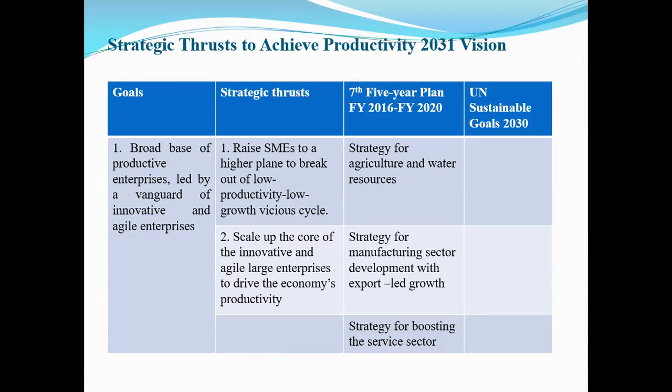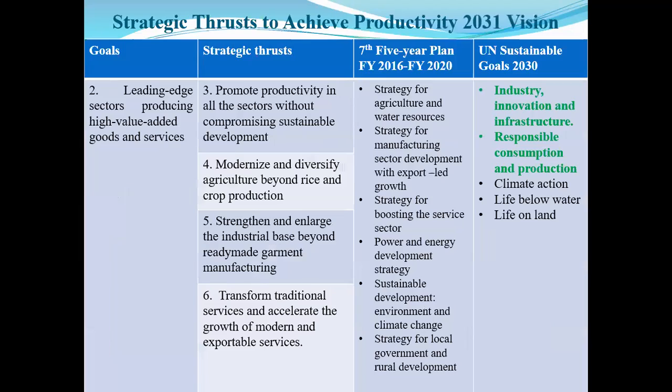Okay. There is a strategy for agriculture and water resources, a strategy for manufacturing sector development with export-led growth, and a strategy for boosting the service sector. This is our plan. We also consider another goal: leading sectors producing high value-added goods and services, with the sustainable goals of industry, innovation and infrastructure, and responsible consumption and production. This is goals 8, 9, and 12, along with climate action, life below water, and life on land. We consider only industry-related goals 8, 9, and 12.